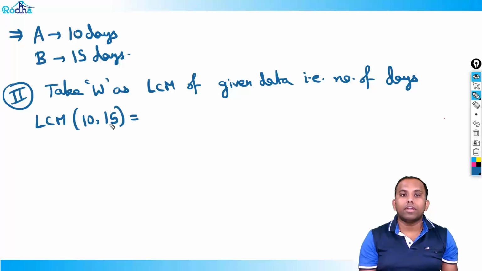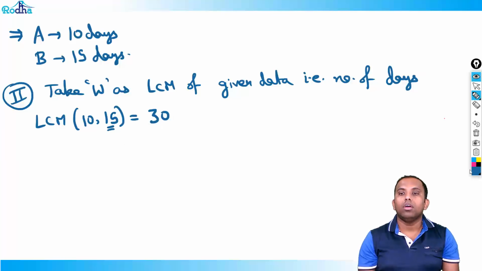How do we find the LCM here? There are two ways to find the LCM. First, simply write the multiples of 15 and see where a multiple of 10 also comes. Like 15 is not a multiple of 10. Next, 15 times 2 is 30, and 30 is a multiple of 10. That means the LCM is 30.